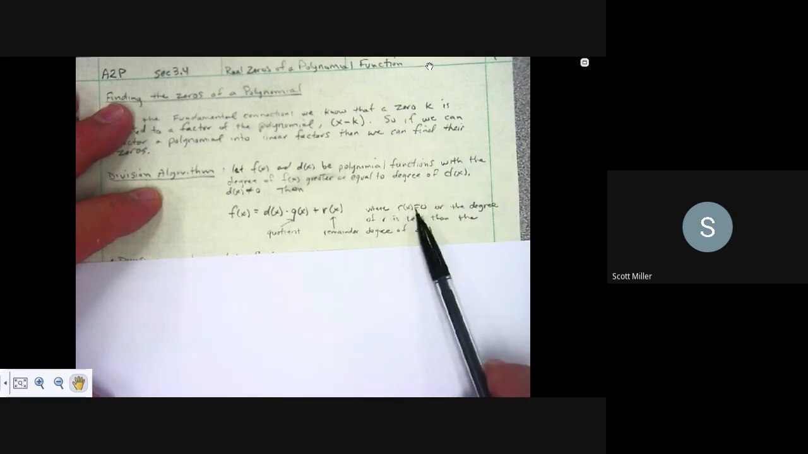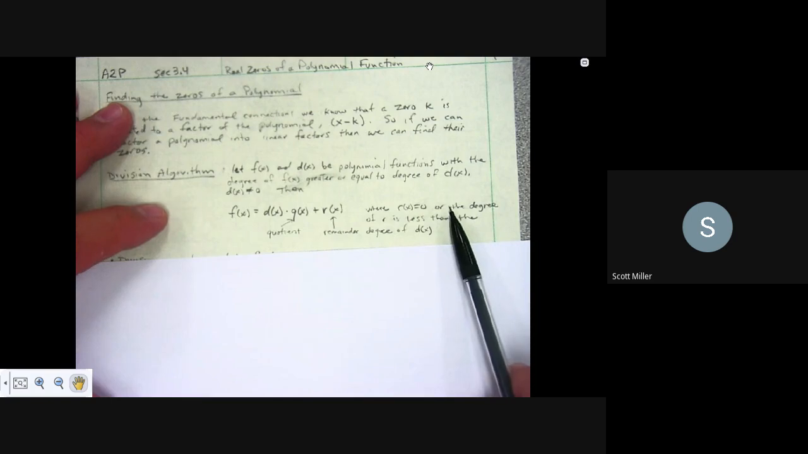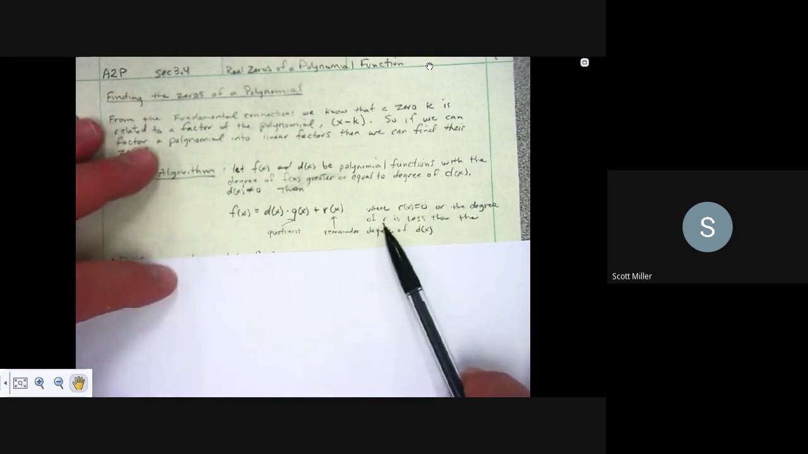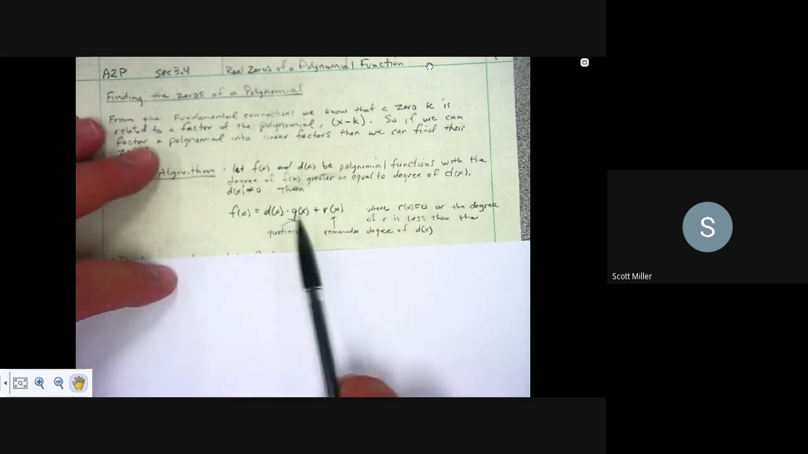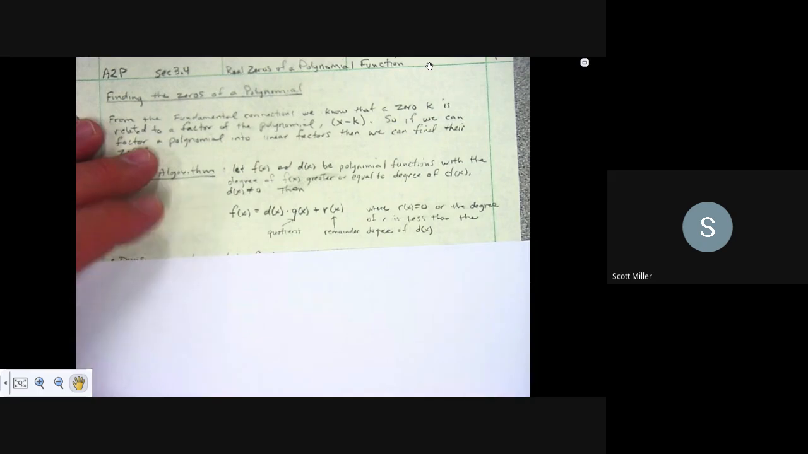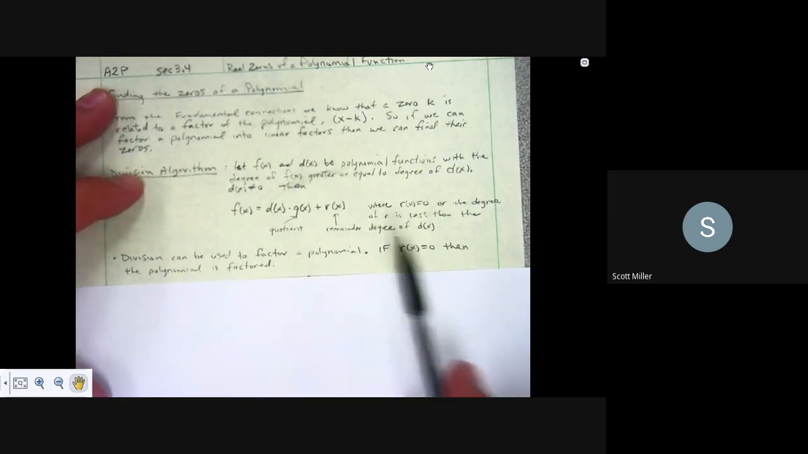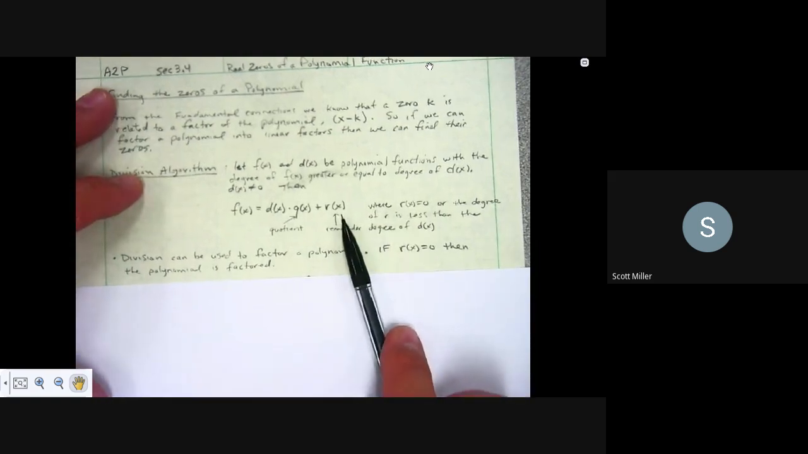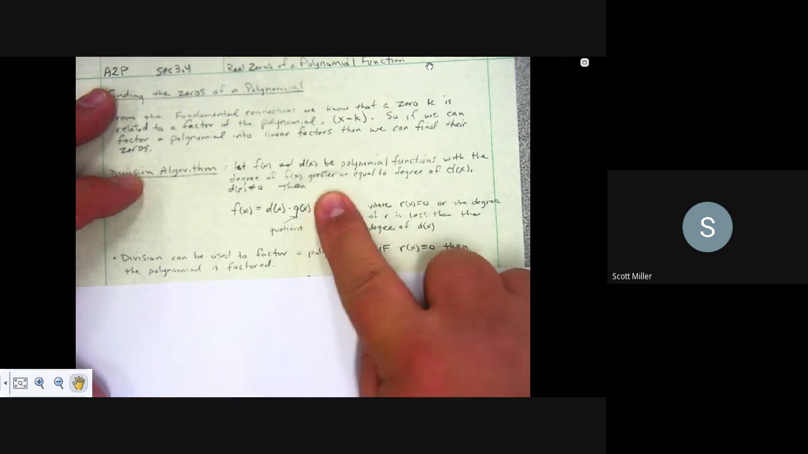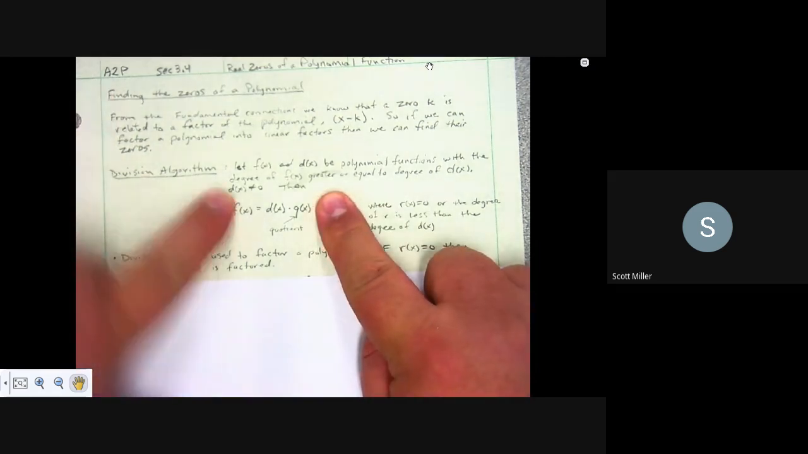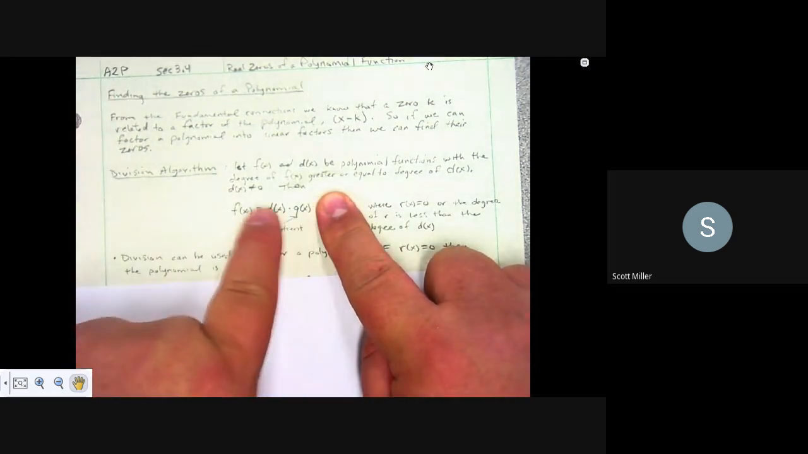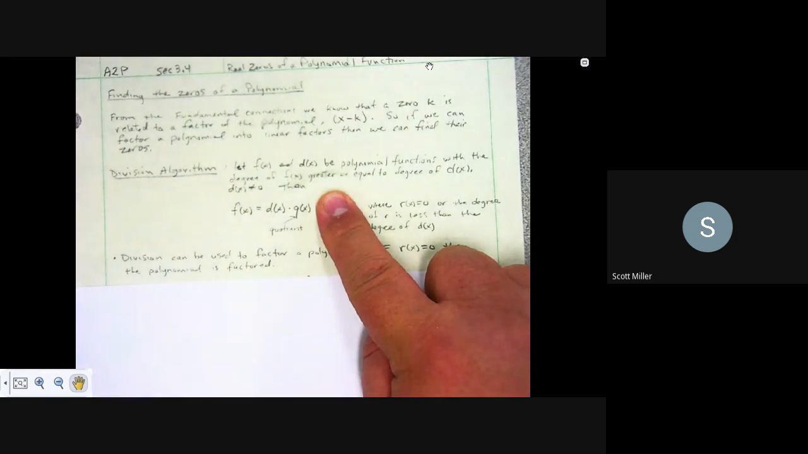When the remainder is equal to 0, or the degree of the remainder is less than the degree of the divisor, that's when you know you're done. Division can be used to factor a polynomial, because if the remainder is 0, then the polynomial f is just a product of two other polynomials, which is what factored means, to write as a product.